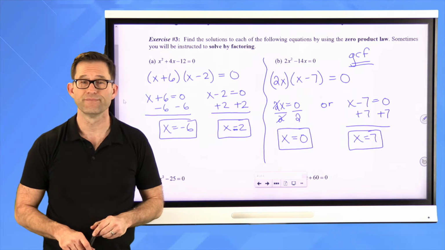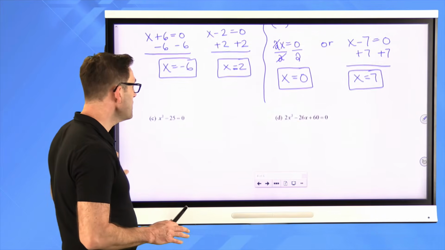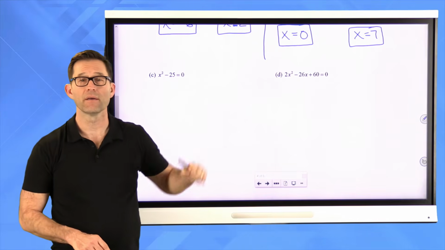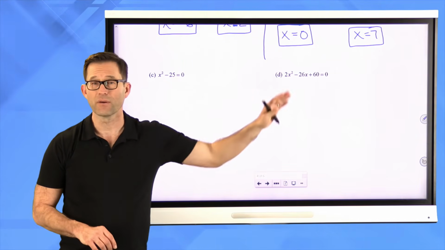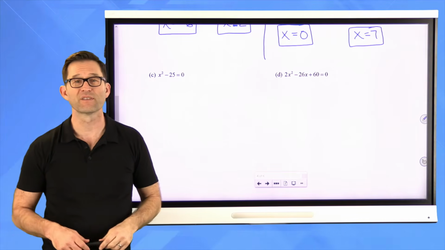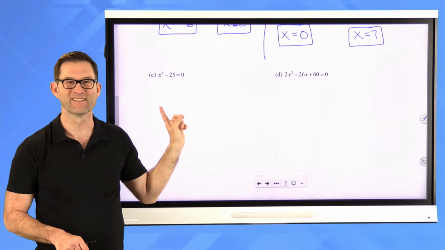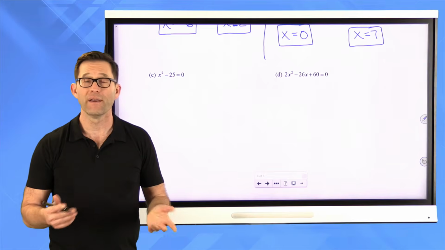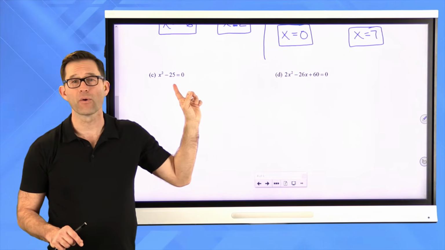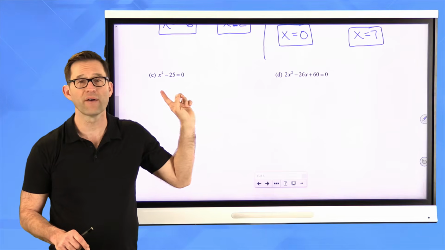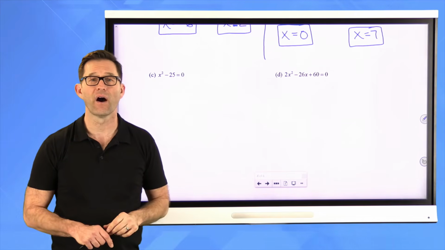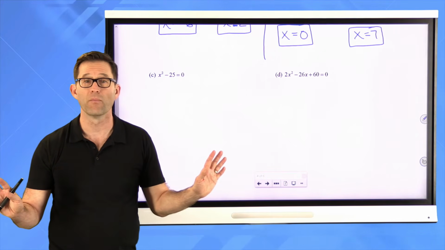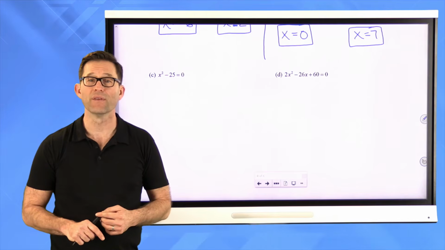Now, again, keep in mind, we've got three types of factoring. We've got trinomial factoring, which we saw in A, we've got GCF factoring, which we saw in B, and we've got the difference of perfect squares factoring, which we're going to see in C. In letter C, we have x squared minus 25 is equal to 0. Now, by the way, this one would be very easy to solve using inverses. I could add 25 to both sides, I'd get x squared equals 25, and then I could take the square root of both sides and I'd get x equals plus or minus 5. No problem with that. But we just want to illustrate this with the zero product law as well.